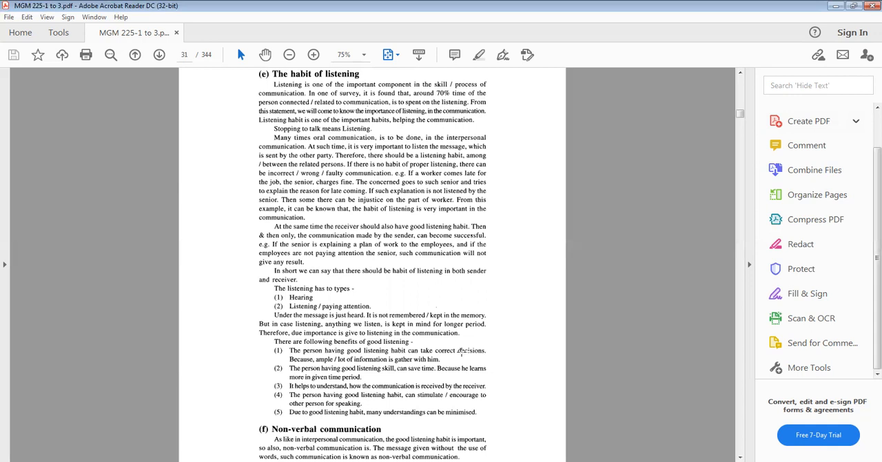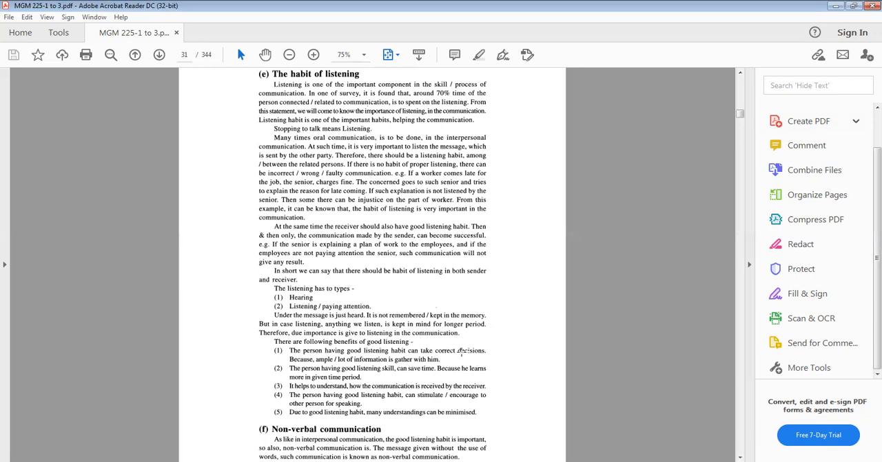Many times, oral communication is to be done in interpersonal communication. At such times, it is very important to listen to the message sent by the other party. Therefore, there should be a listening habit among related persons. Without the habit of proper listening, communication can be incorrect, wrong, or faulty.